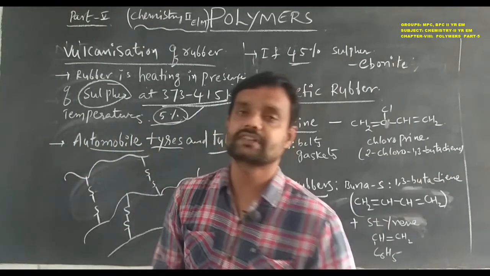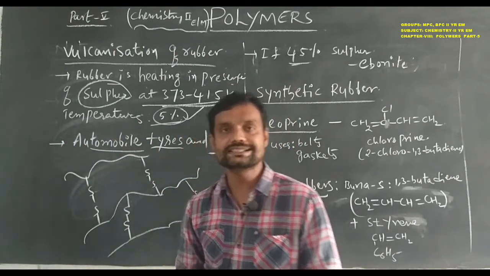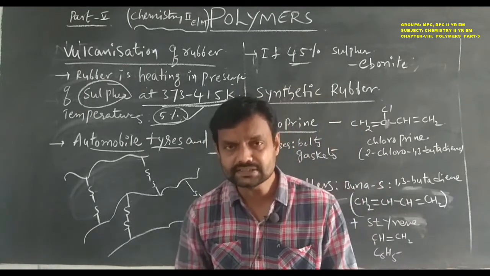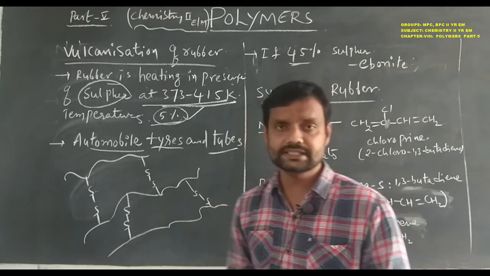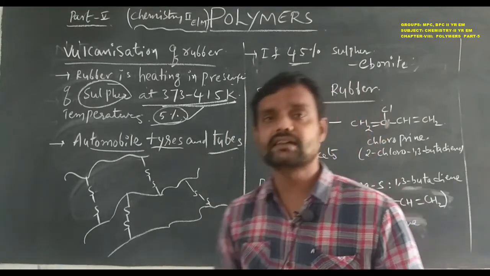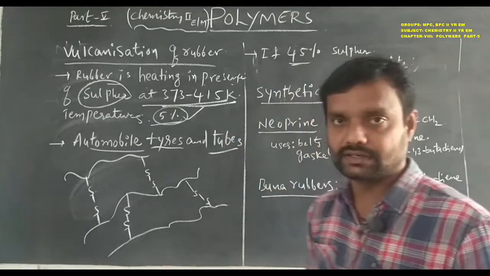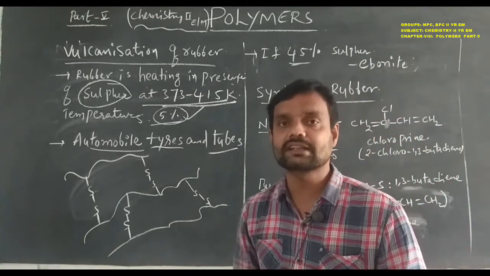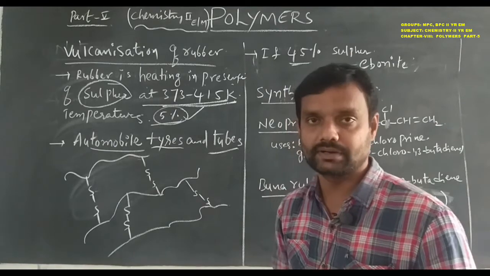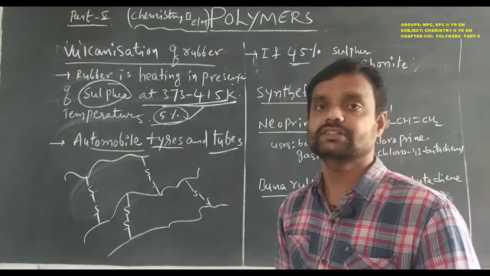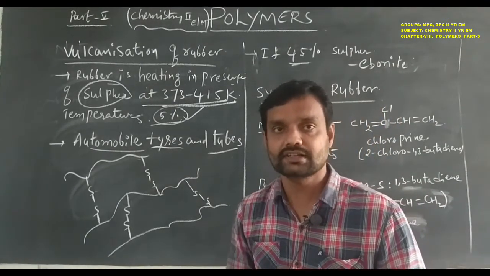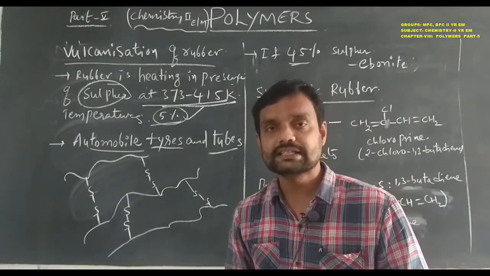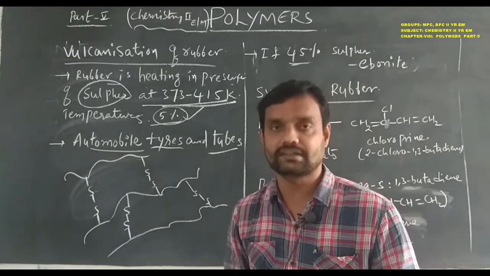Simply, vulcanization of rubber means we are adding sulfur to the natural rubber at 373 to 415 Kelvin temperature. That process is called vulcanization of rubber. Generally, 5% of sulfur is used for the vulcanization process of rubber. So why do we do the vulcanization of rubber? Just to minimize the elastic nature of rubber.